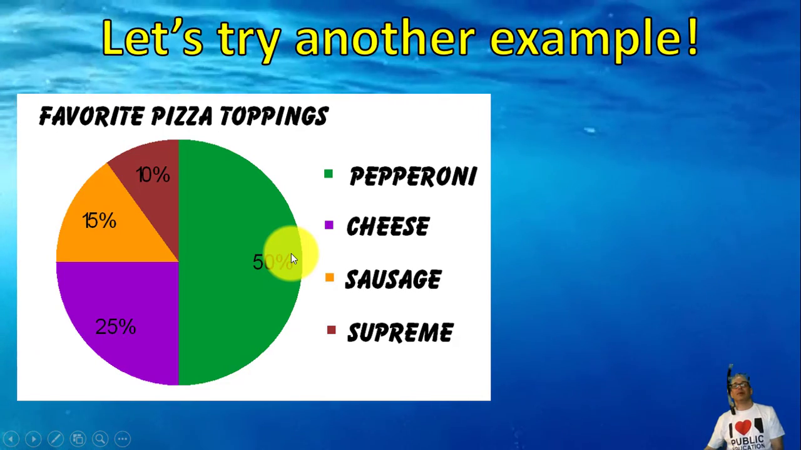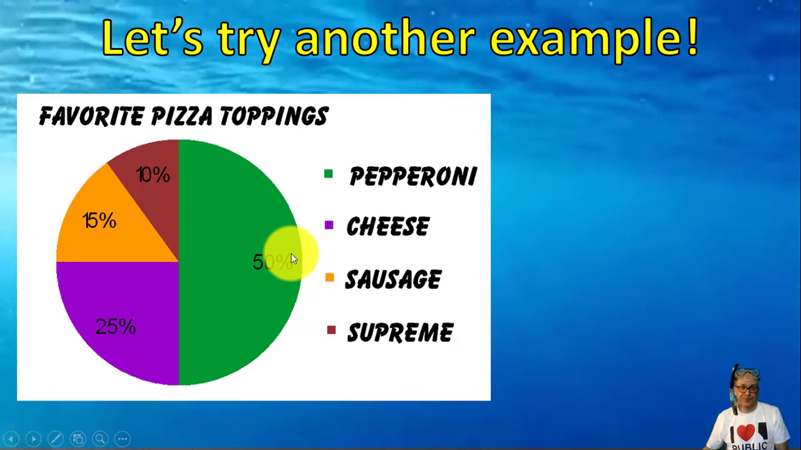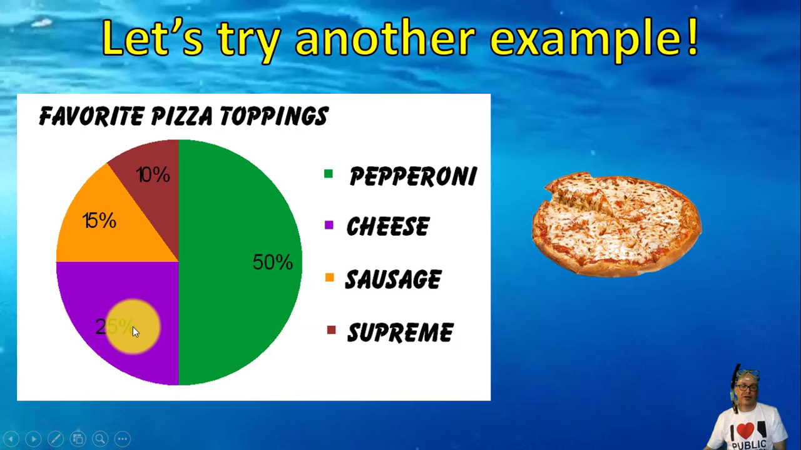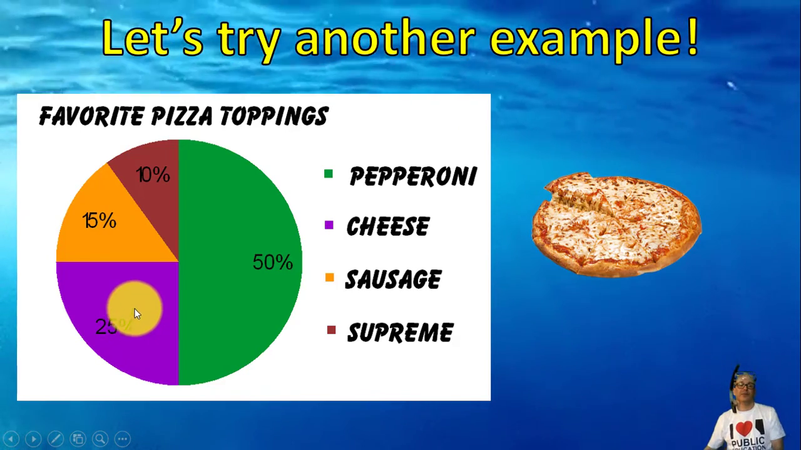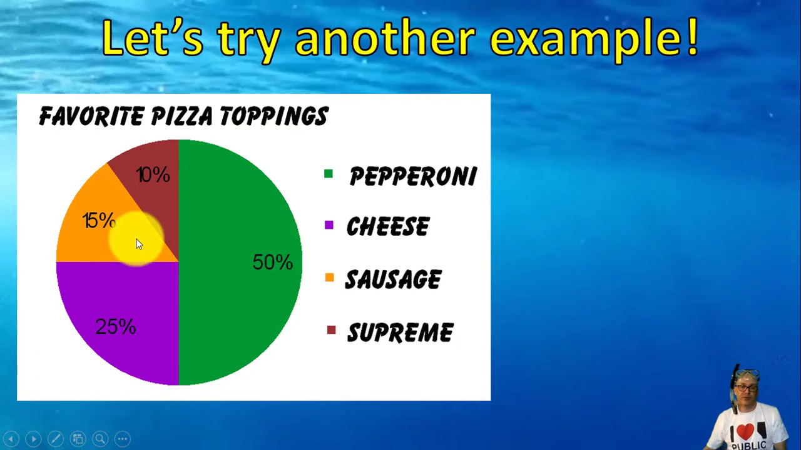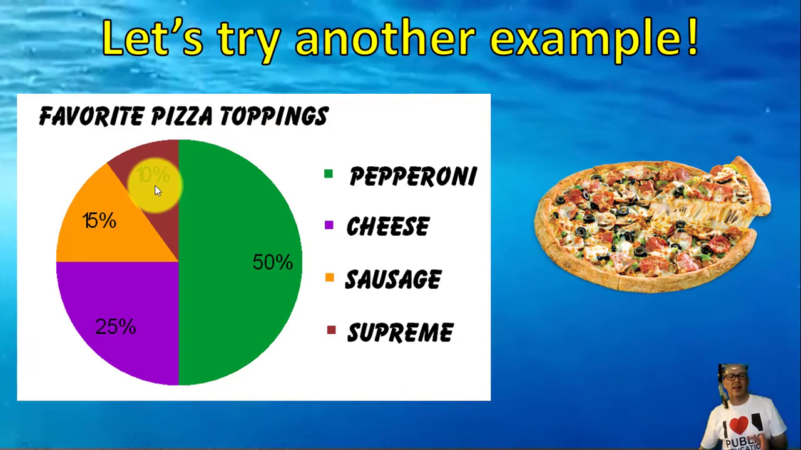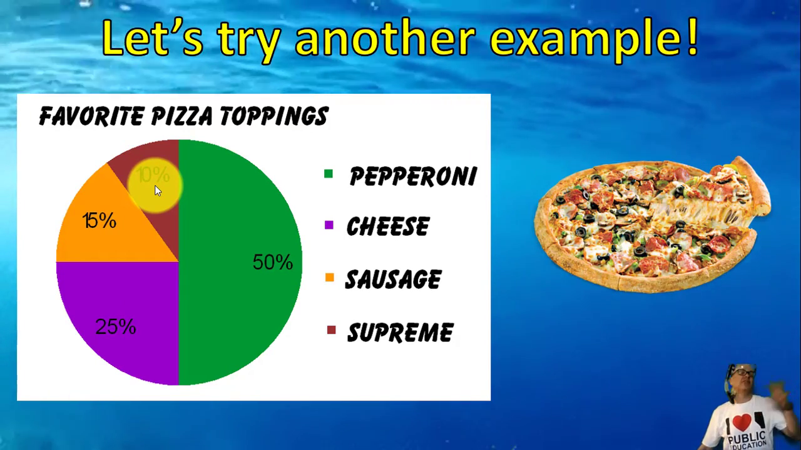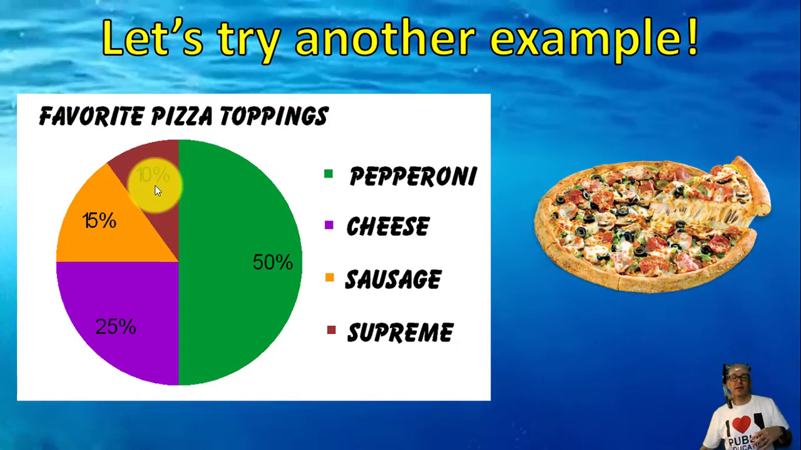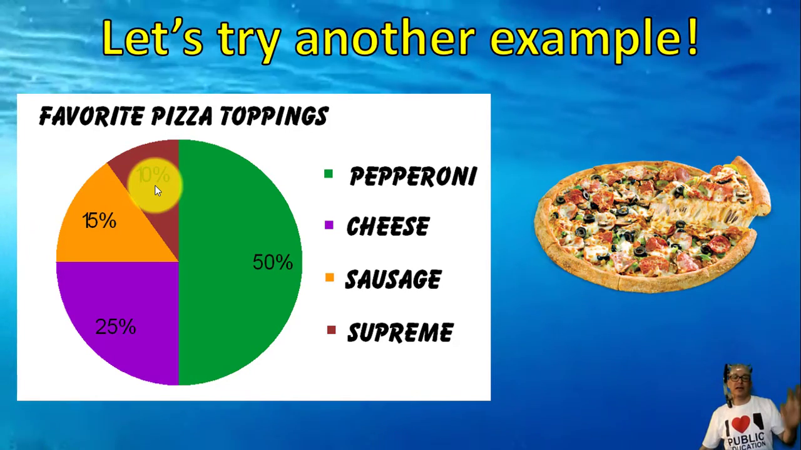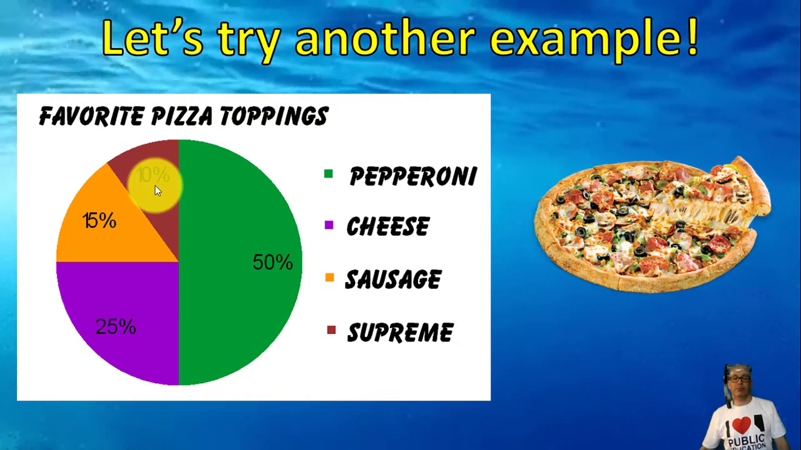What comes in second place? Cheese. Cheese is 25%. And then 15% for sausage and 10% for supreme. Supreme is like everything. It's all different meats and vegetables and cheese. You go crazy with supreme.